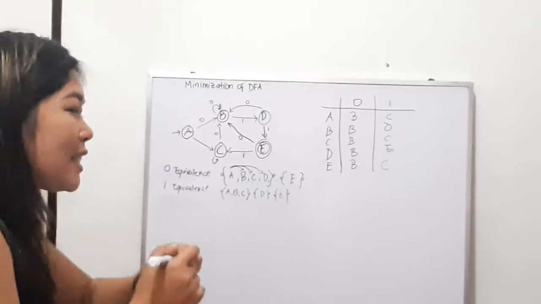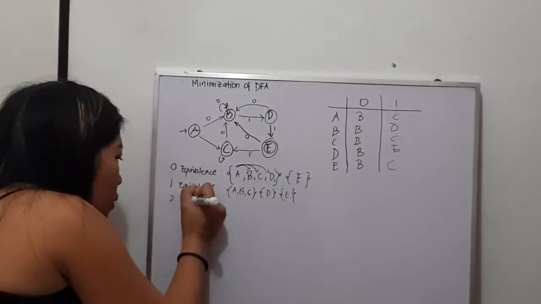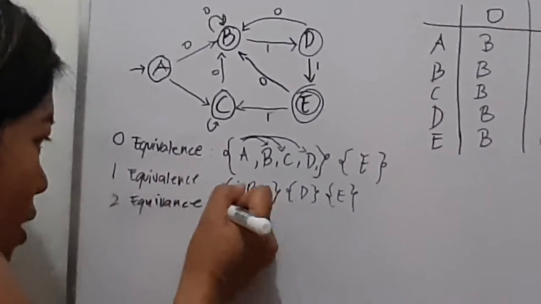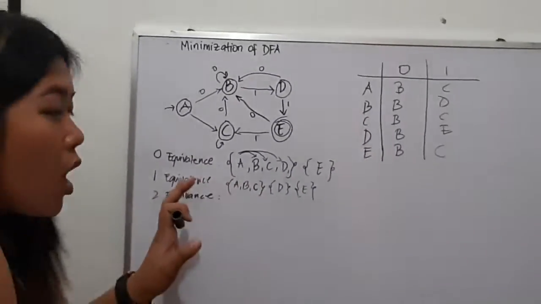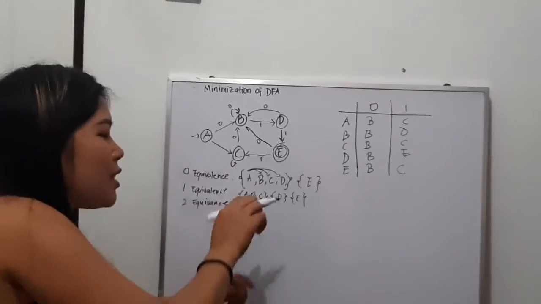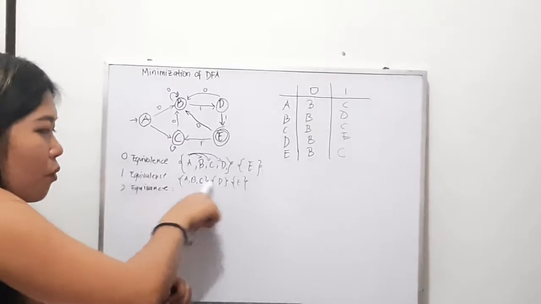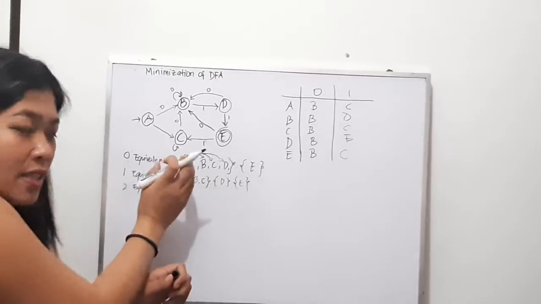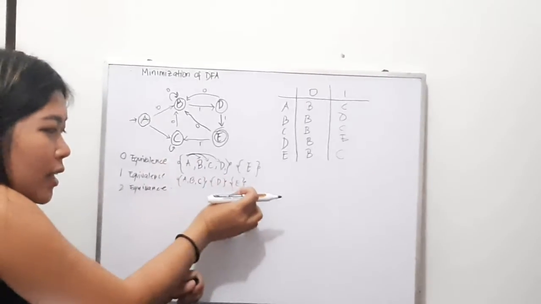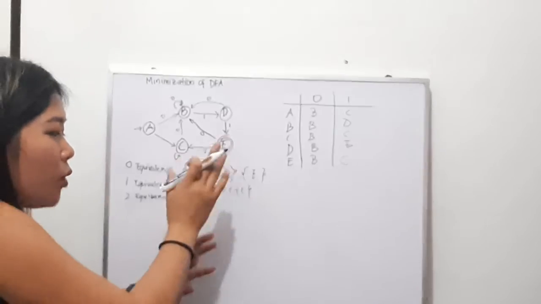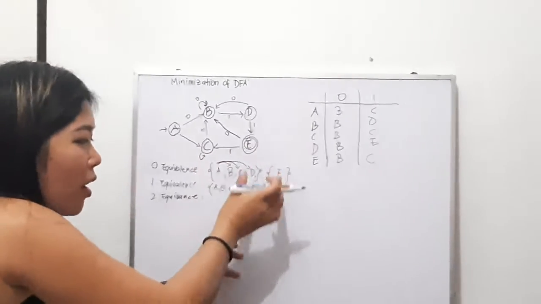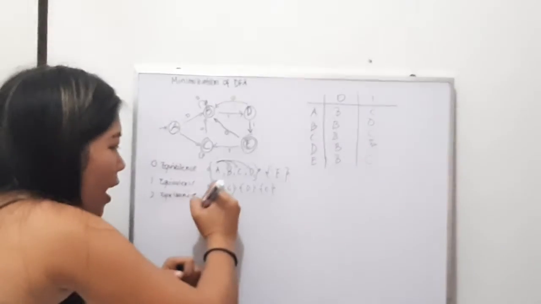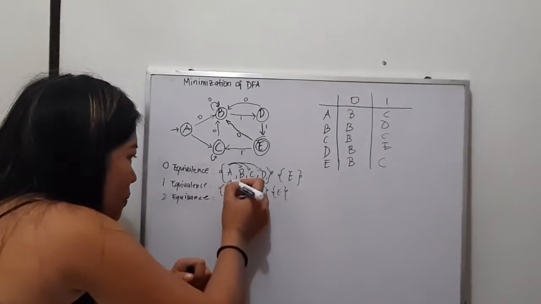So now, let's proceed to the 2 equivalence. In order to write down the 2 equivalence, let's check this row, A, B, C. Let's compare these again, and D and E, we don't have to compare because they are separate. Let's check A and B first.